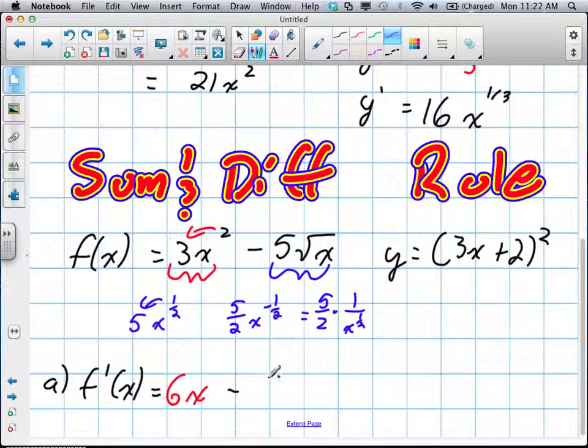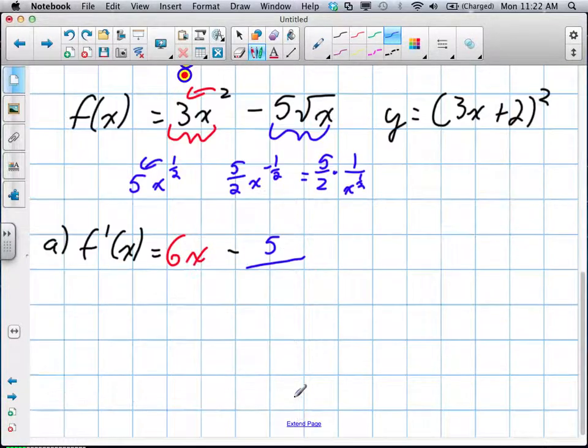We get 5 times 1 is 5, over 2 root x. Okay? This is our derivative of the function. We'll write it all out in black here.